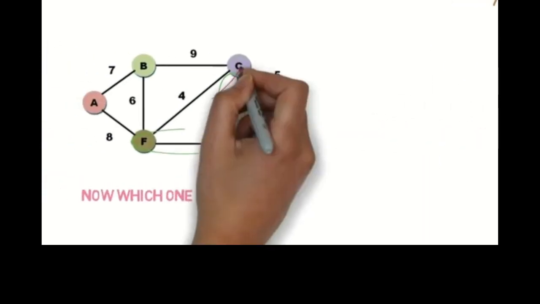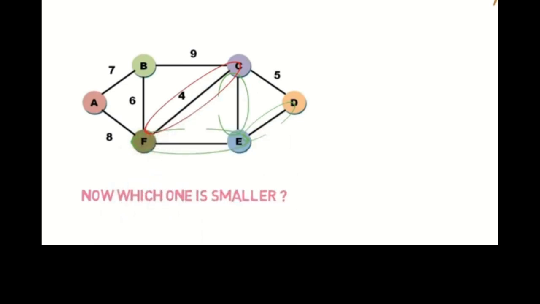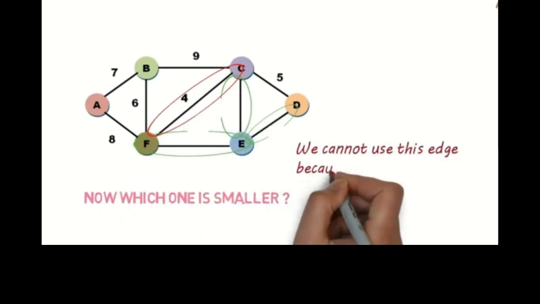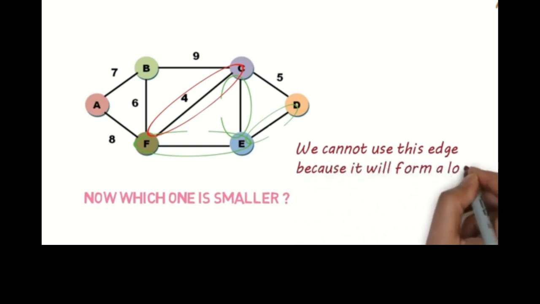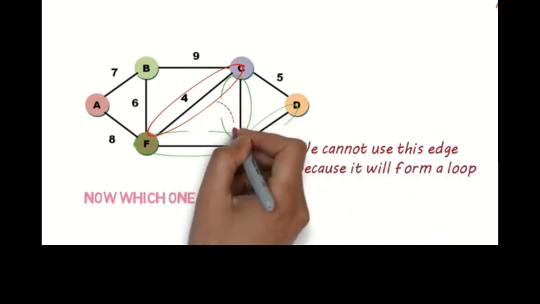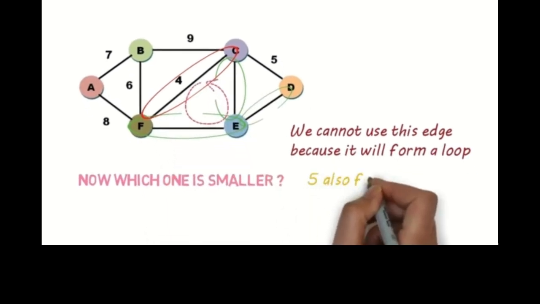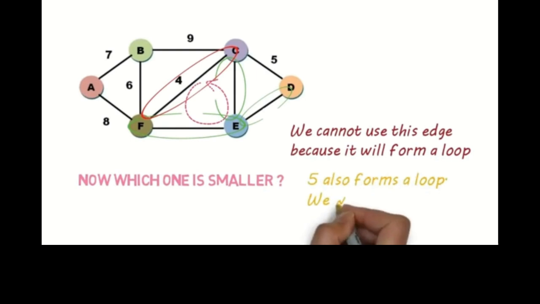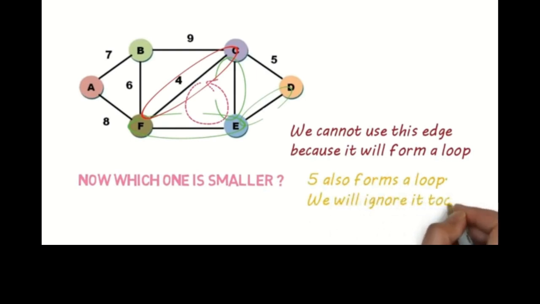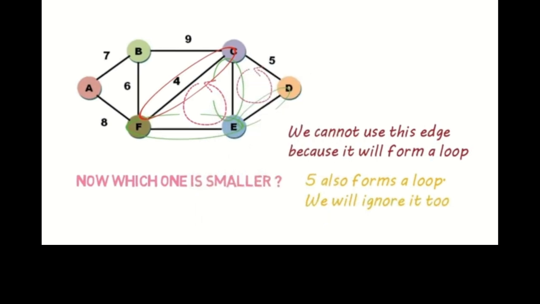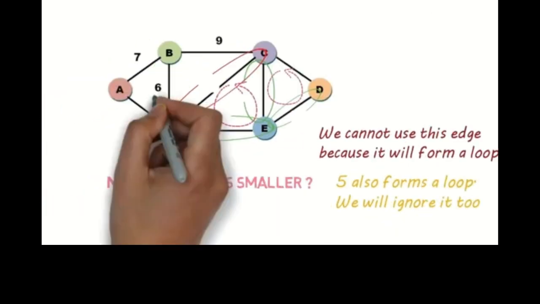Now here comes the catch. If we are going for the fourth one, C and F node, you'll see that it is making a loop, which is not acceptable. We don't need this loop, so we have to ignore that. So after that 5 is coming, 5 as a weight, and CD as a node, but that is also making a loop. So we have to ignore this one also.